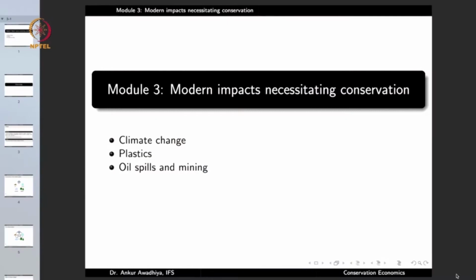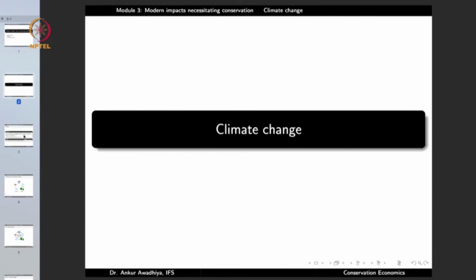Namaste. Today we begin a new module which is modern impacts necessitating conservation. So in this module we will have a look at certain impacts of human activities because of which conservation has become more important these days. And we will focus our attention on three such impacts: climate change, plastics, and oil spills and mining. So let us begin with climate change.